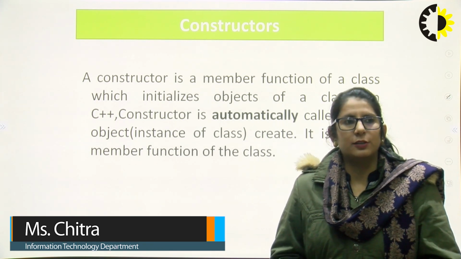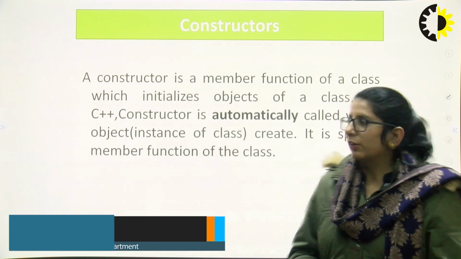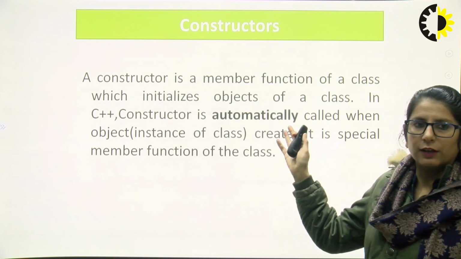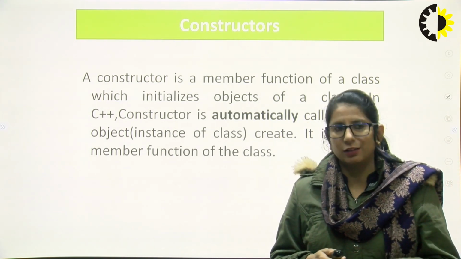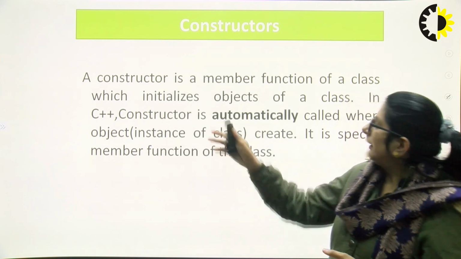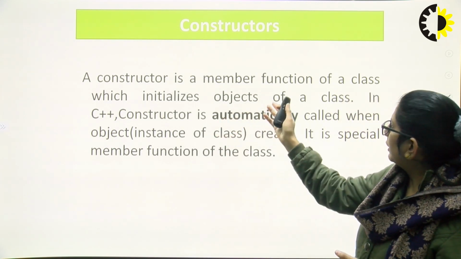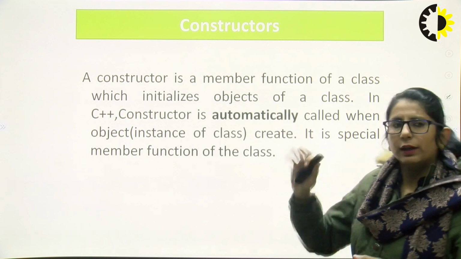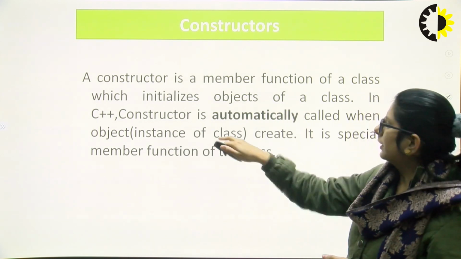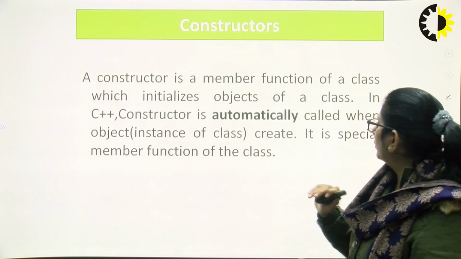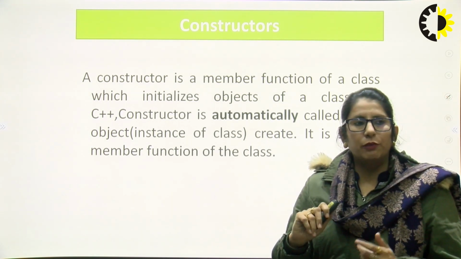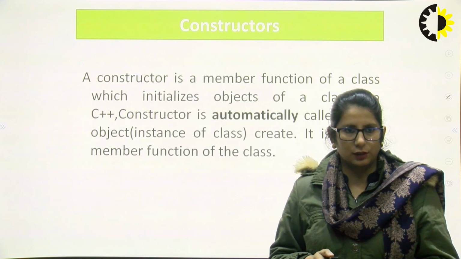The topic is constructor. As we know, the constructor is a member function of a class. We know there are some member functions, but it's a special member function. Why is it special? Whenever you initialize an object of the class, it gets called automatically. In C++, it is called automatically whenever you create the object. There is no need to call it. That's why we call it a special member function of the class.